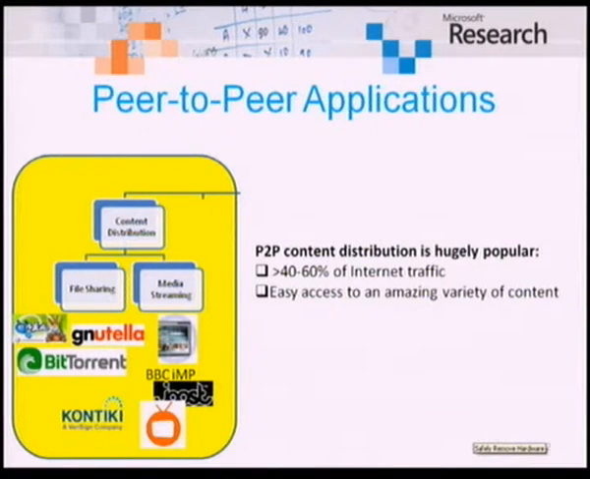Okay. Yeah, so why are we interested in content distribution? The area is hugely popular for many reasons. One of them is that it contributes to the vast majority of today's internet traffic. Depending on the report that you listen to, 40 to 70% of today's internet traffic is actually contributed by file sharing and media streaming systems. And BitTorrent in particular is, at the moment, the most popular one.